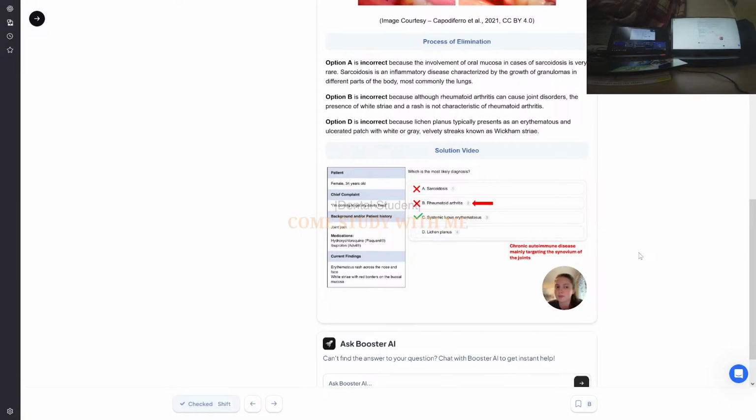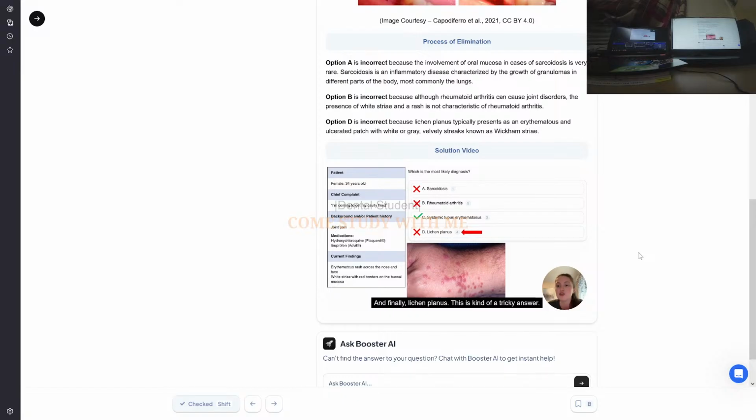And finally, lichen planus. Now, this is kind of a tricky answer. If we're only looking at the picture and considering the description of the oral lesions, this could be a trick answer. But we always need to make sure that we look at all the information in the patient box to make a complete diagnosis. Lichen planus is a chronic immune-mediated disorder that can be cutaneous or mucosal, with the mucosal being more of a chronic condition than the cutaneous.